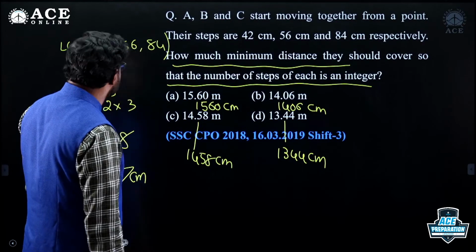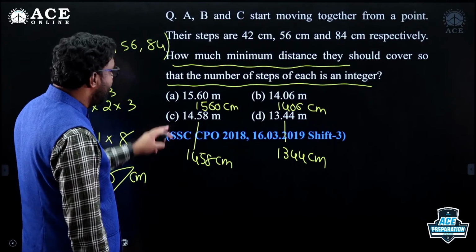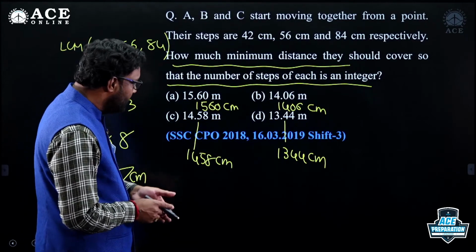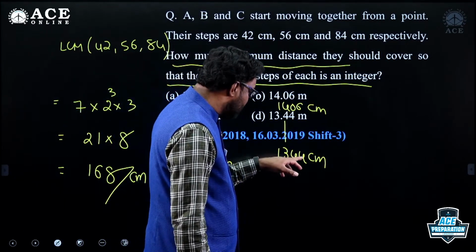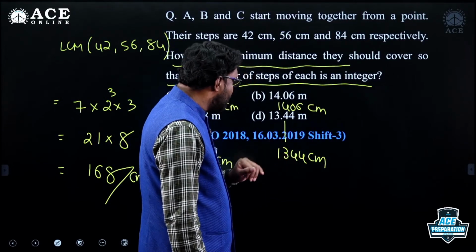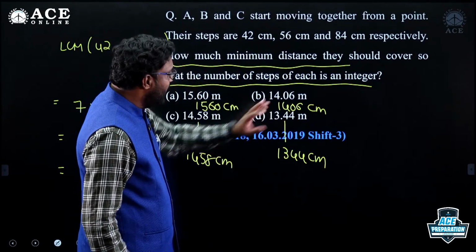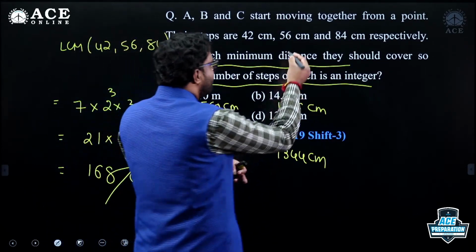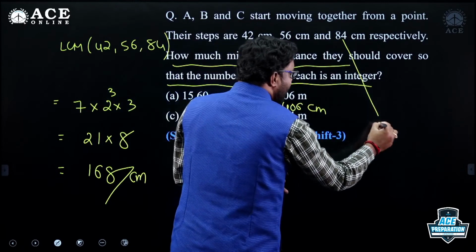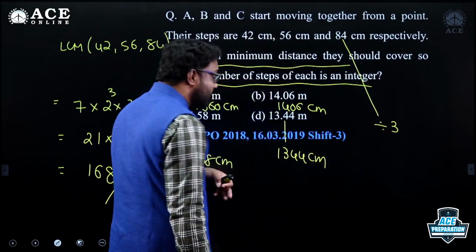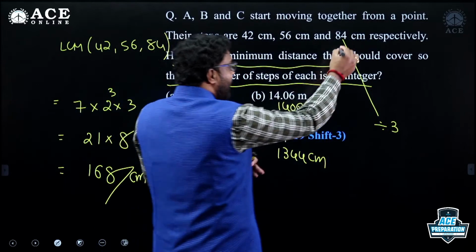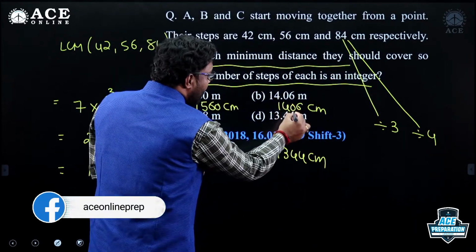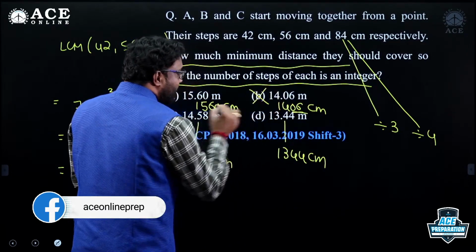Now, is there anything which is a multiple of 168? Or we can check which option is divisible by 3. Likewise also. Now fine, let's add it here. We got 8 plus 4, 12. This is also a possibility. And see, we can go ahead with option verification also. As 168 is divisible by 3, I can check which option is divisible by 3. As 168 is divisible by 4, I can check which option is divisible by 4. This is not divided by 4. Last 2 digits are not divisible by 4.